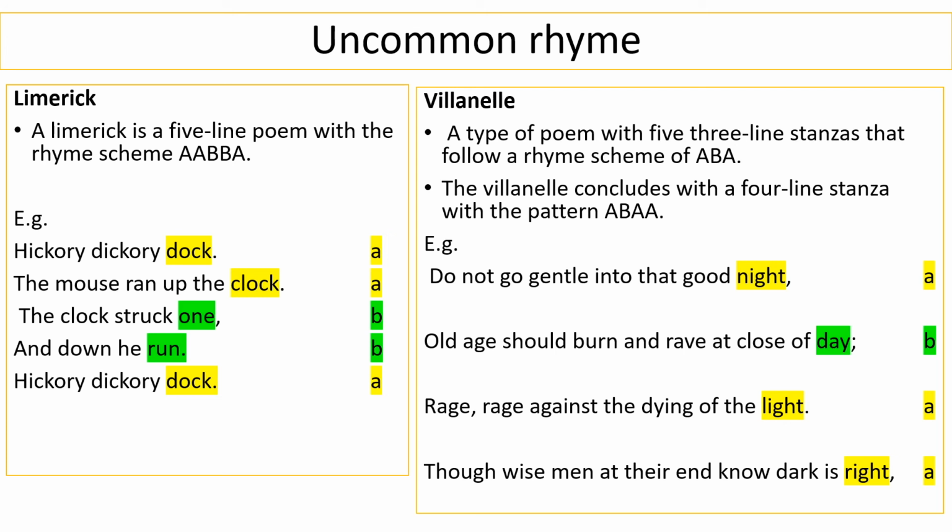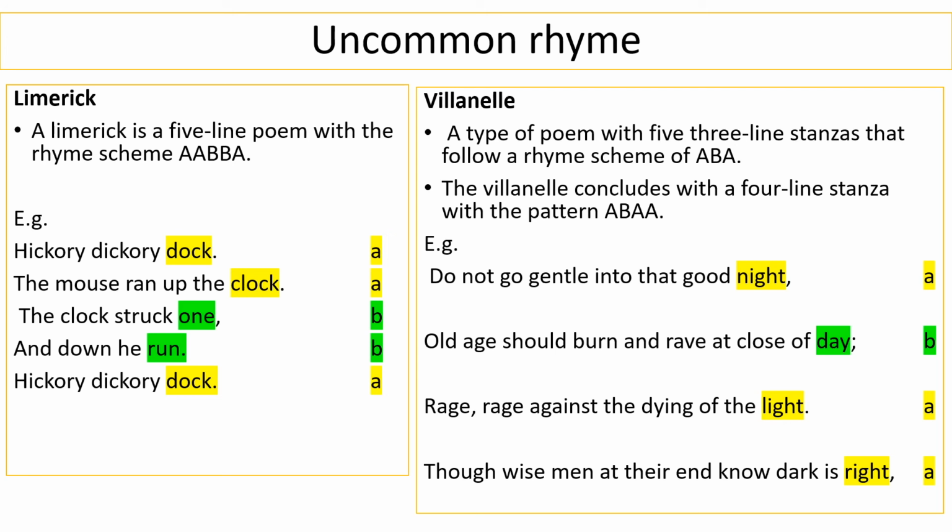Then we get a villanelle. This type of poem has 5 3-line stanzas that follow a rhyme scheme of A-B-A. The villanelle always concludes with a 4-line stanza with the pattern A-B-A-A.